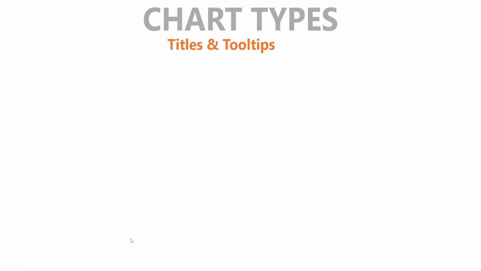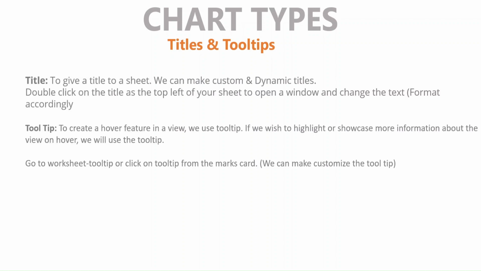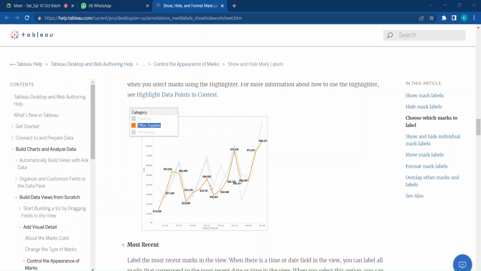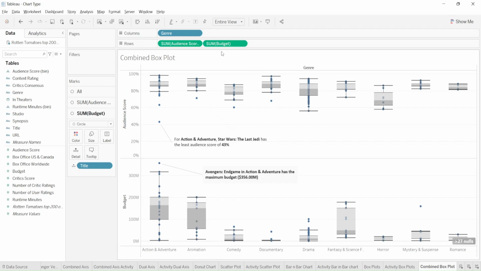Alright. Now next are titles and tooltips. So what is a title? To give a title to a sheet, we can make custom and dynamic titles. Now double click on the title at the top left of your sheet to open a window and change the text format accordingly. So if I go to my sheet, what is the title of this chart?